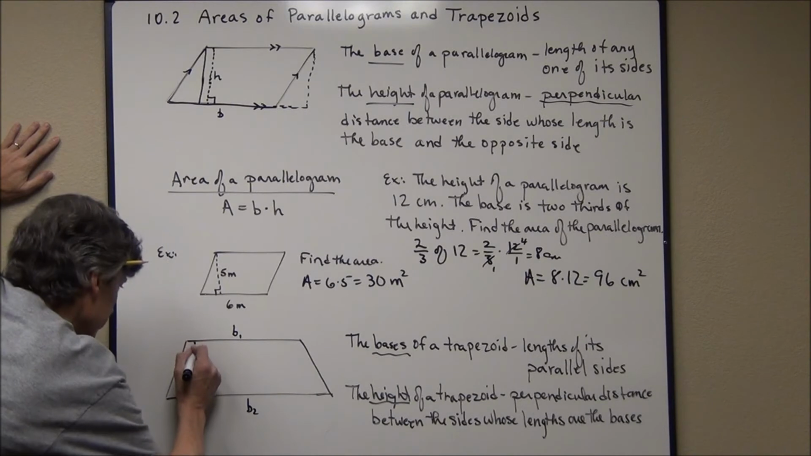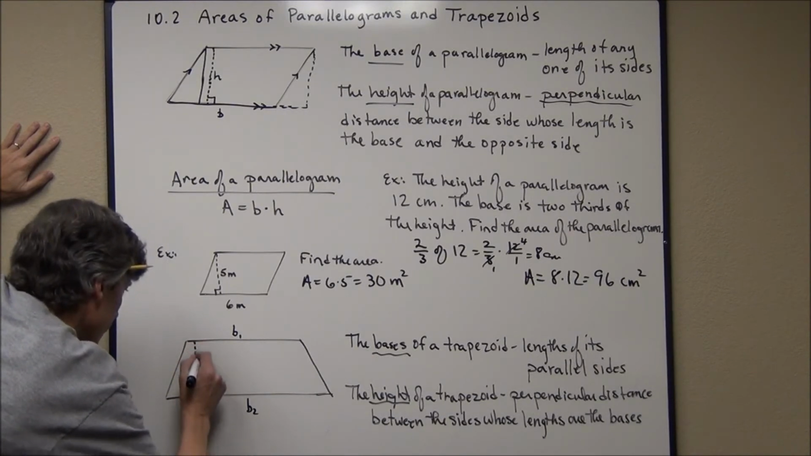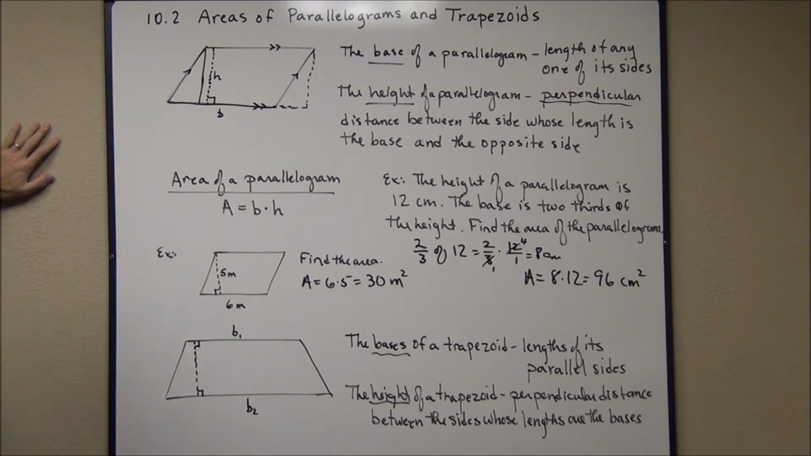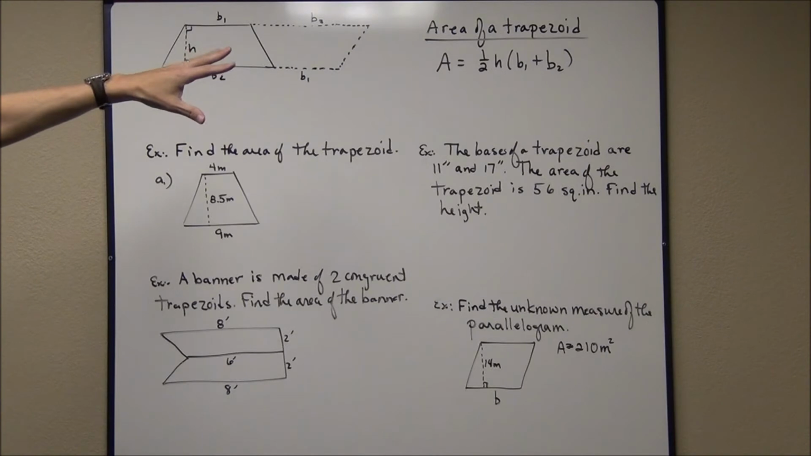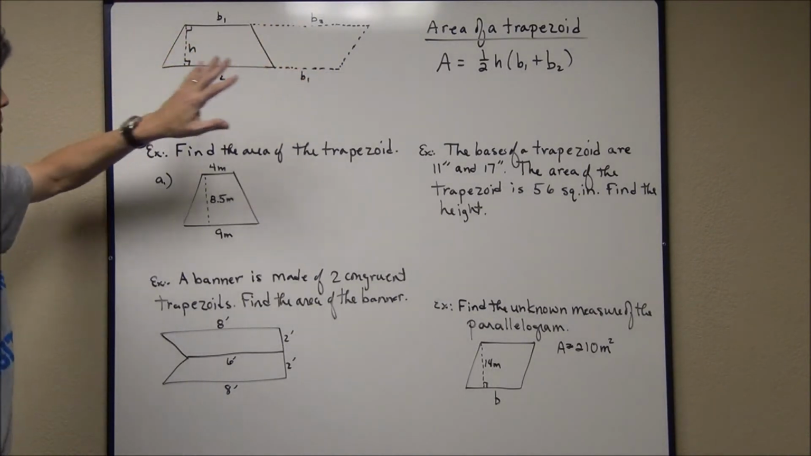So, perpendicular to both, this would be my height. And this gives me the information I need to find the area of this shape, the area of this type of quadrilateral. I'm going to show you that next. Okay, I put the drawing again of my trapezoid, and you may notice I have with dotted a congruent trapezoid attached to it.